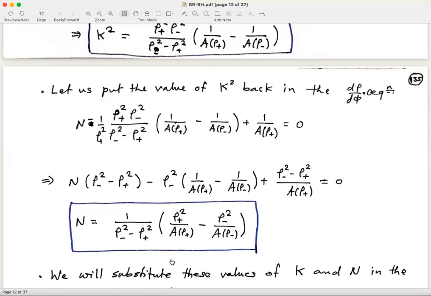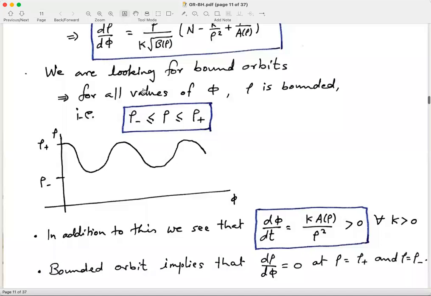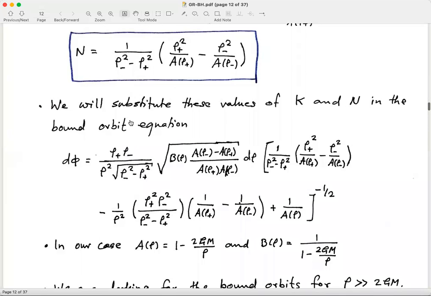Good. So we will take this n and this k, and substitute them up into this equation. When we do that, we get some messy expression out here.